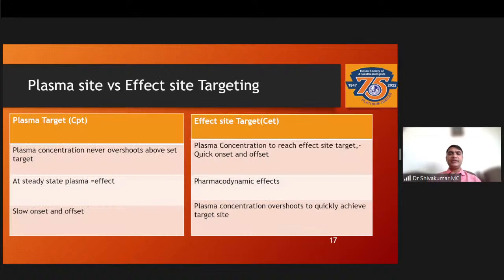So coming to plasma site versus effect site targeting: in plasma site targeting, the plasma concentration never overshoots. Your target is the plasma concentration, whether it is 2 mics, 4 mics or 5 mics, whatever you set, that is your target.